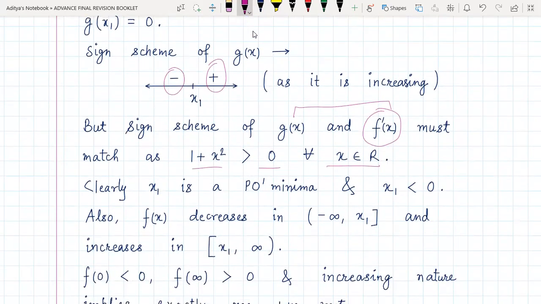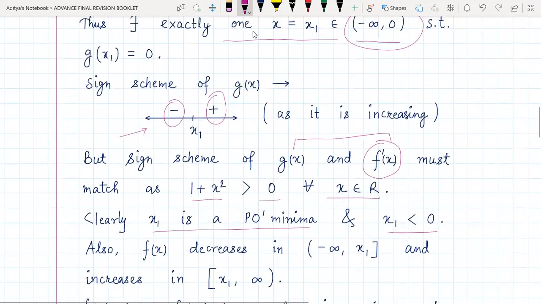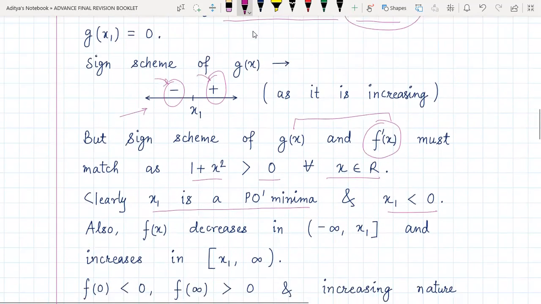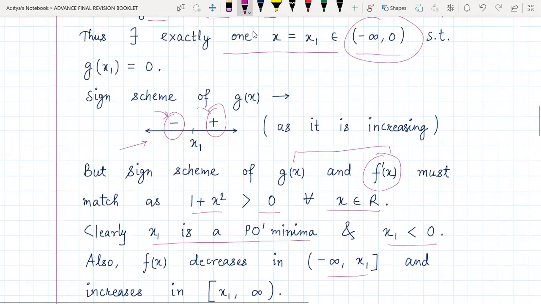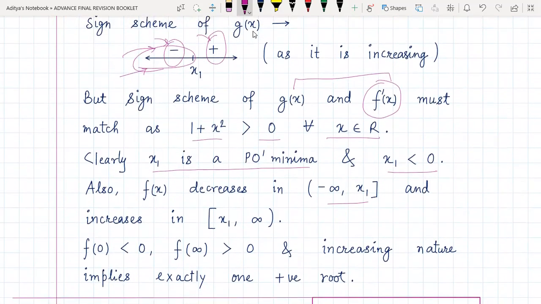Now since this is also the sign scheme of f prime x, x1 will be a point of minima, and x1 is obviously less than 0, because we have already seen x1 lies in minus infinity to 0. So it will be a point of minima, because the sign changes from negative to positive. So f of x will decrease from minus infinity to x1, because f prime x is negative in this entire range. And it will increase in the interval x1 to infinity, because here the derivative f prime is positive.